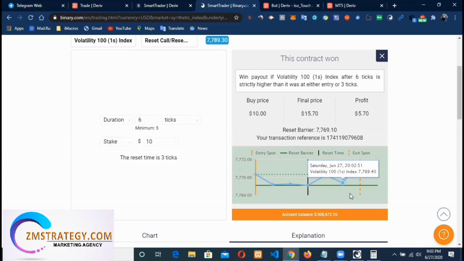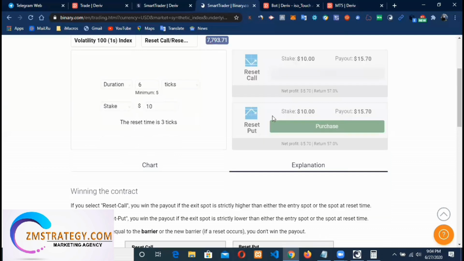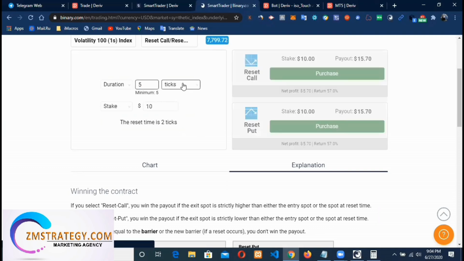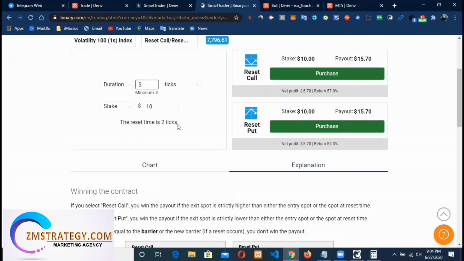Now, how is it possible that we actually have two barriers? That is what I'm explaining. This is reset call and reset put. So the system will automatically give you another barrier. Here is the explanation. Look at it here. The reset time is 3 ticks. Immediately the market moves 3 times, the system will automatically give you another barrier, making it 2. If you are using 5 ticks, and the reset time is 2 ticks, it means immediately the market moves 2 times, you are going to get another barrier.